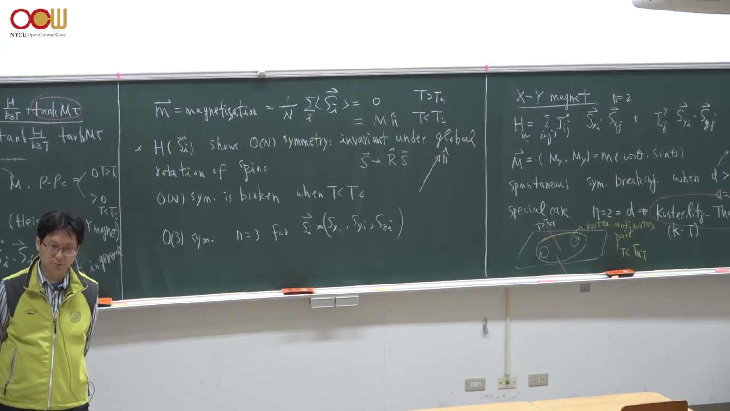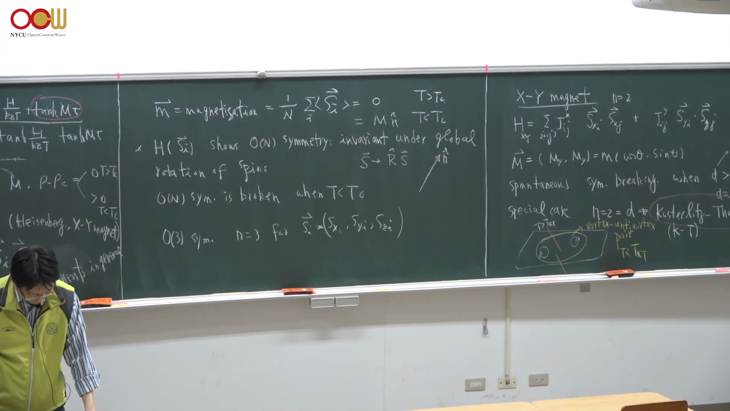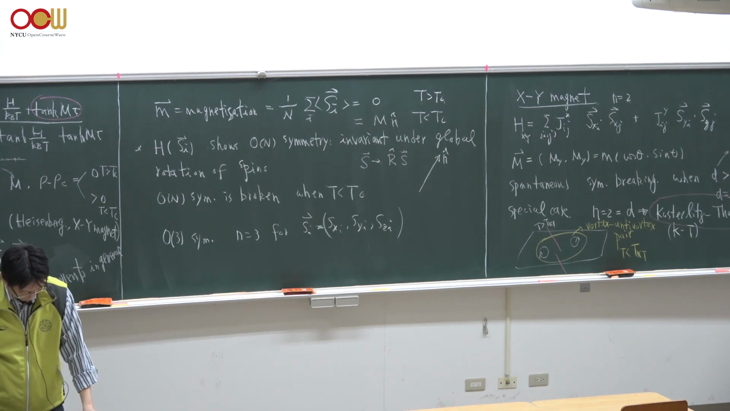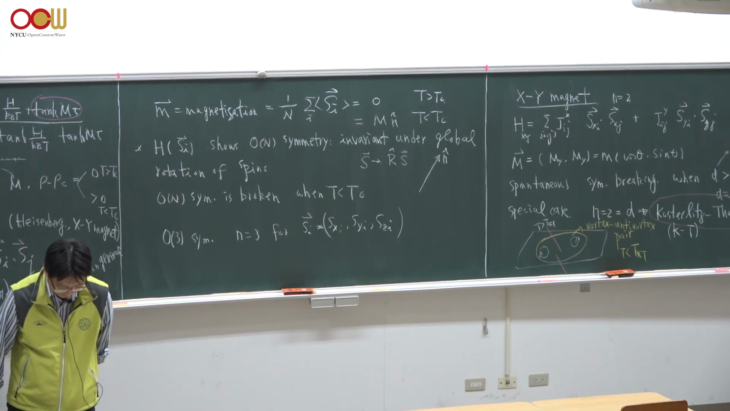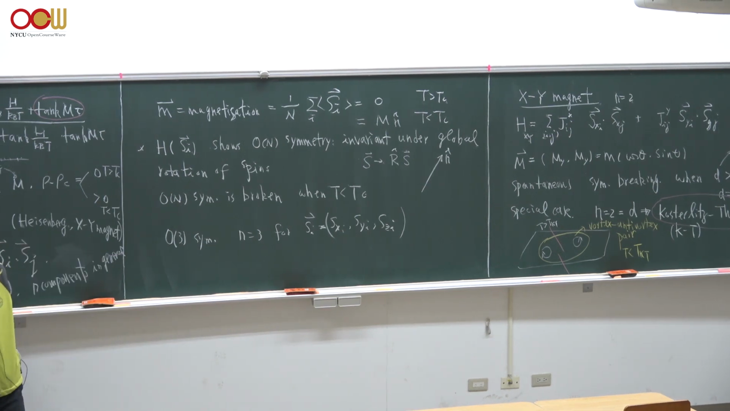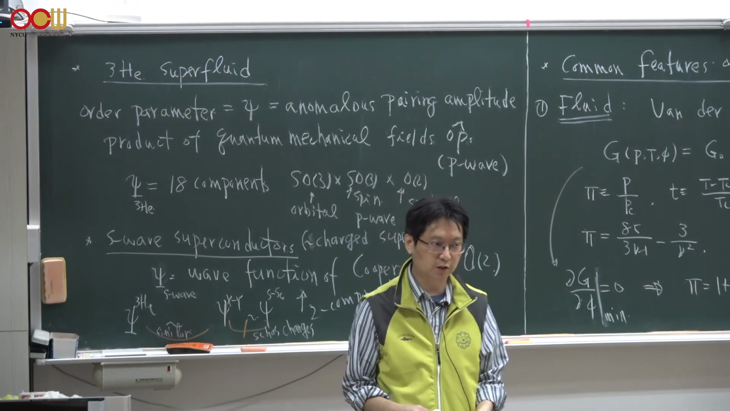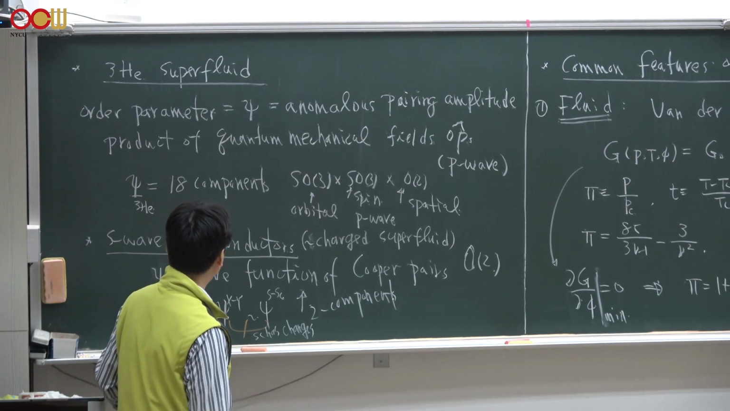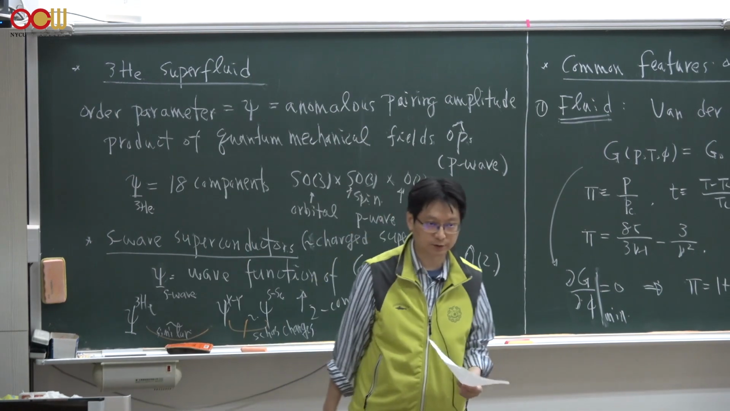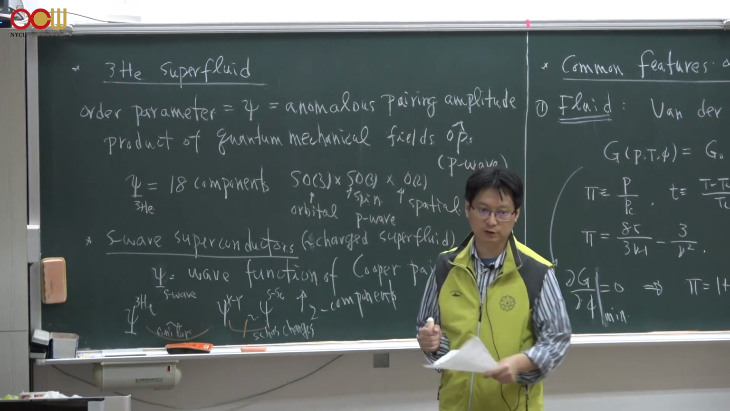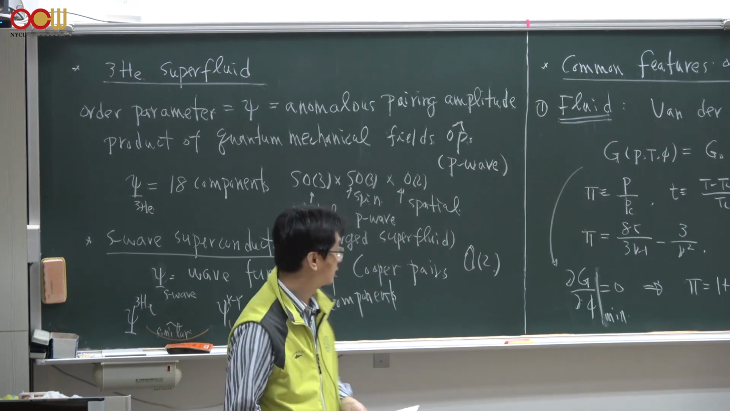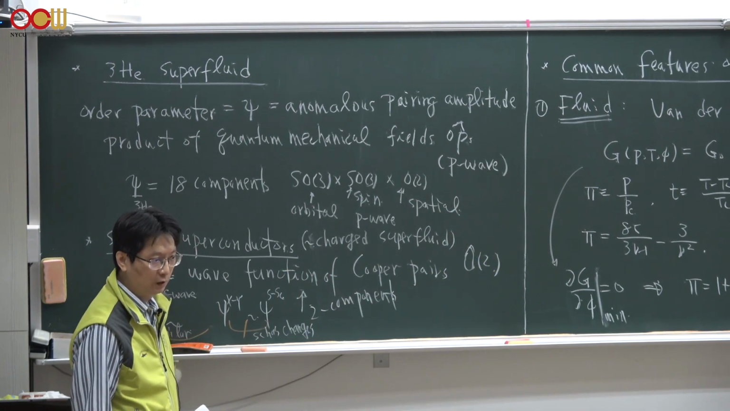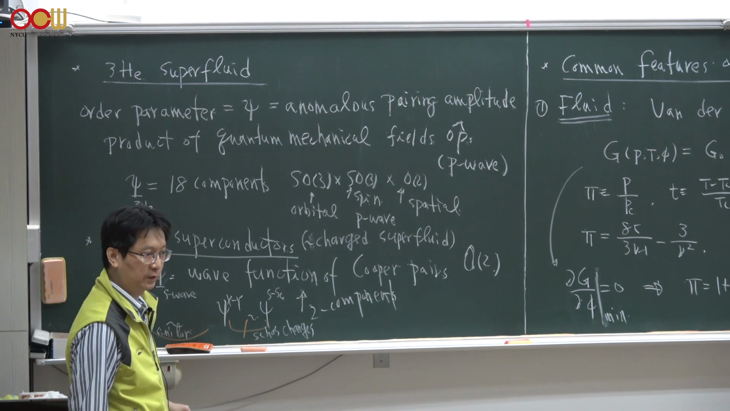So let's take a short break. When we come back, we will continue introducing the order parameters and then the concept of Landau's free energy functional. We introduced the concept of the order parameters as a scalar or vector, but there is another type of order parameter which describes the pairing between two particles, and that is the order parameter for a superfluid and a superconductor.